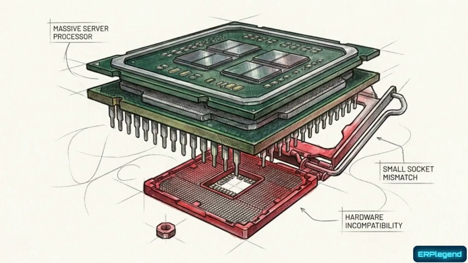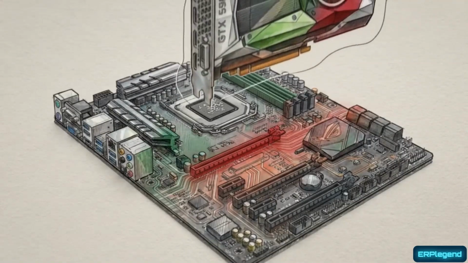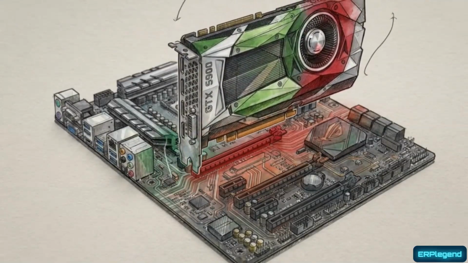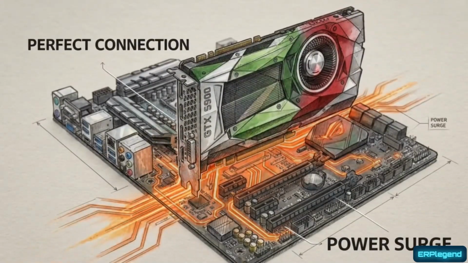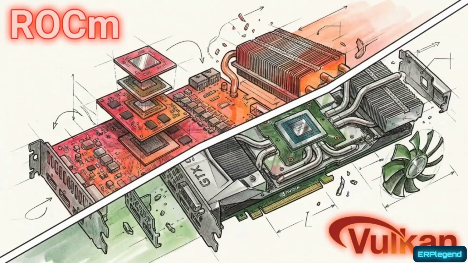AMD is not shipping a slower graphics card. They are shipping a capable chip paired with a compute library written for a completely different shape of silicon. Vulkan secures the win here because it aligns perfectly with the hardware in your gaming PC, ignoring the data center configurations that bog down ROCm.